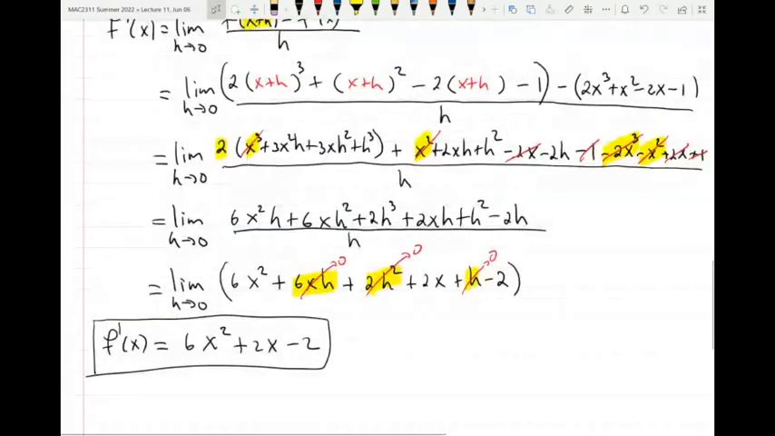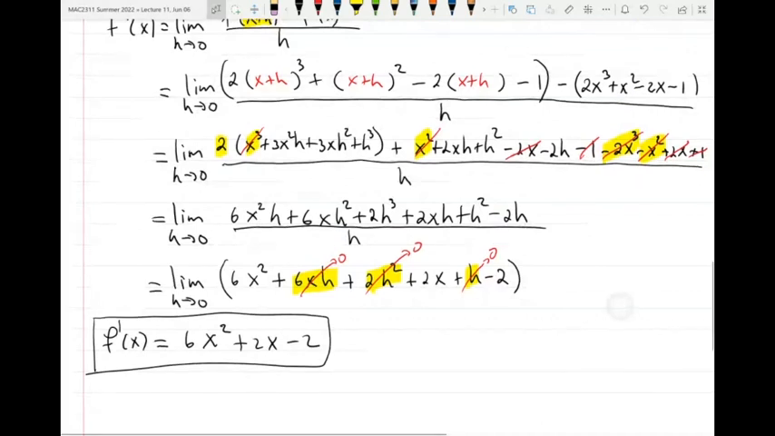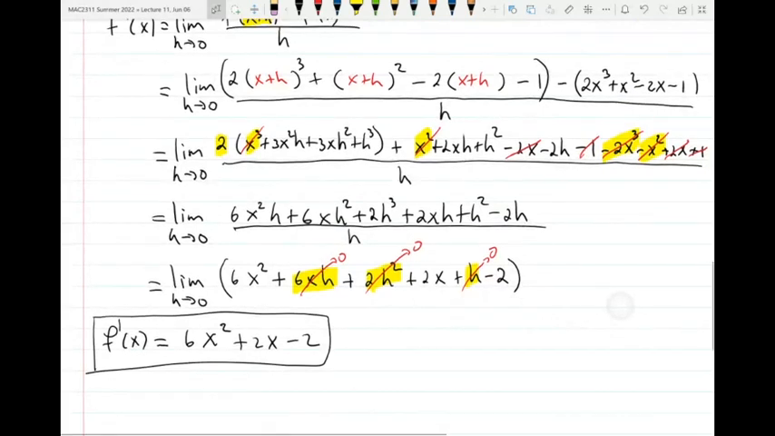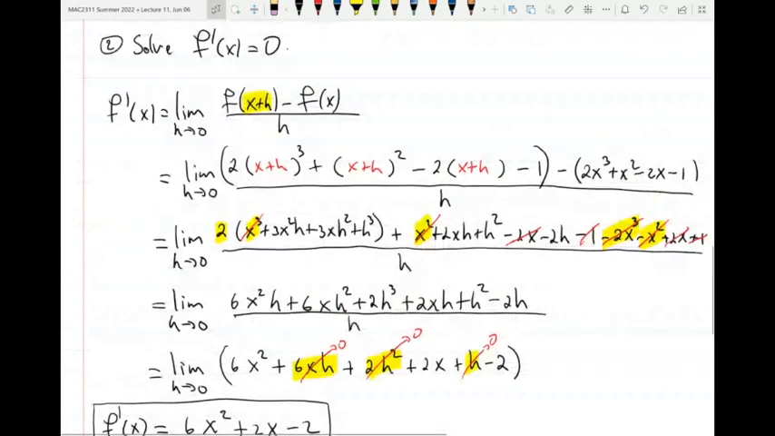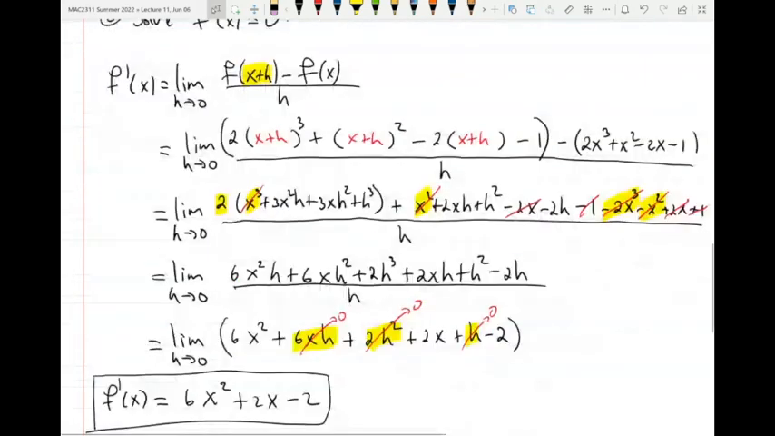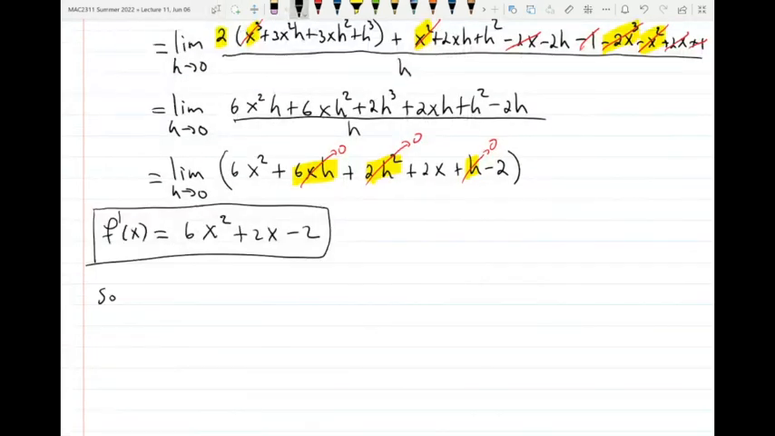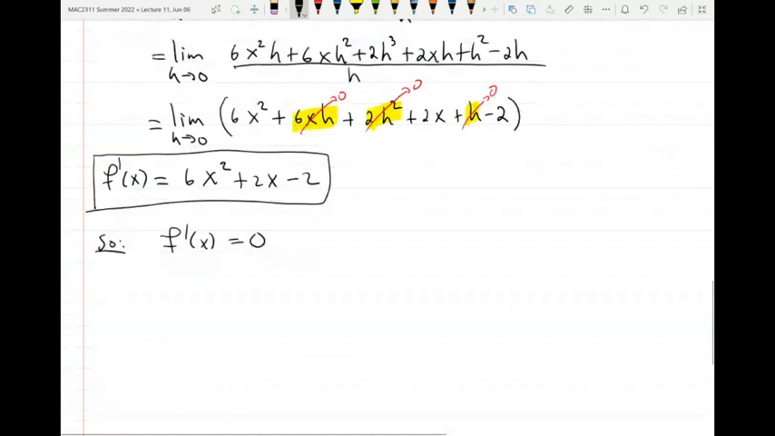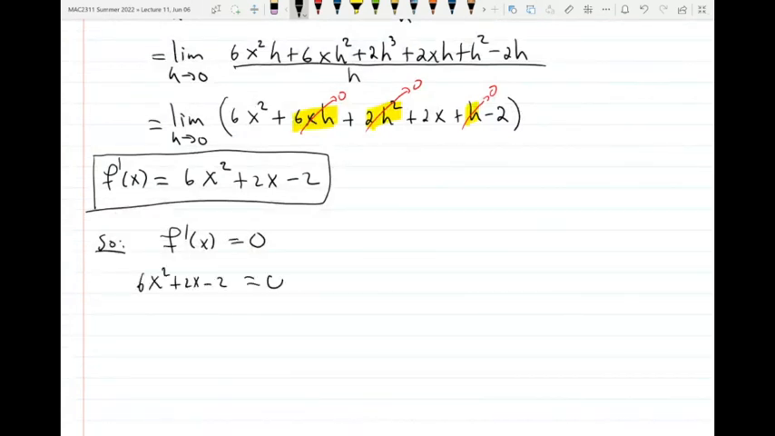Any questions on the computation? Okay, are we done? This was just step 1. What's step 2 now? So set it equal to 0 and solve, right? So now we want to figure out when the derivative equals 0. In other words, 6x squared plus 2x minus 2 equals 0. We want to solve this equation, okay? So let's go for it.